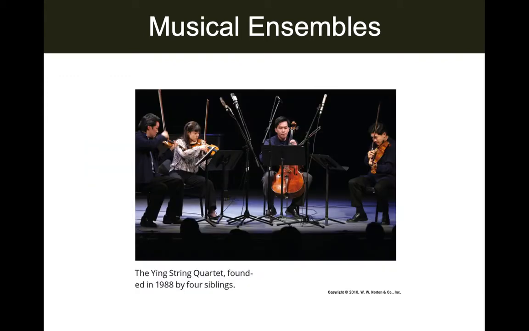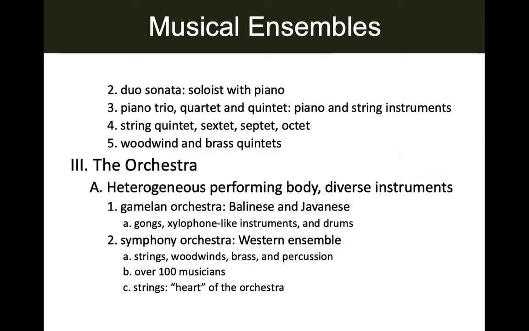This is an example of a string quartet. So 2 violins, a cello, and a viola. A duo sonata is a soloist with a piano. These are usually done unmemorized because, especially in the string world, violinists have to memorize their music, but a sonata does not have to be memorized because it's considered a duet. Piano trio, quartet, and quintets are piano and string instruments, and a string quartet is just string instruments. Woodwind and brass quintets are just woodwind and brass instruments.